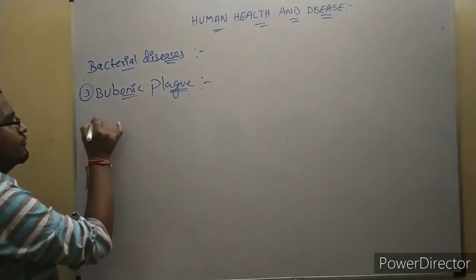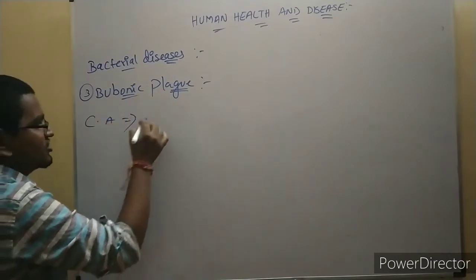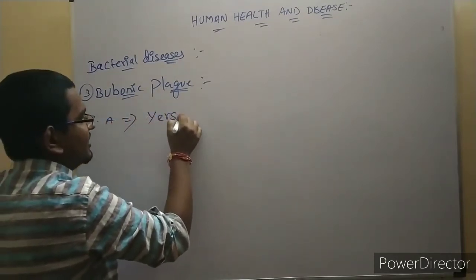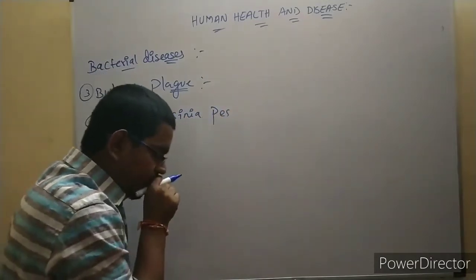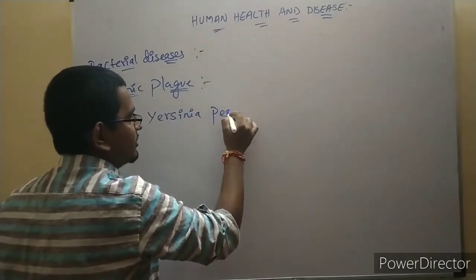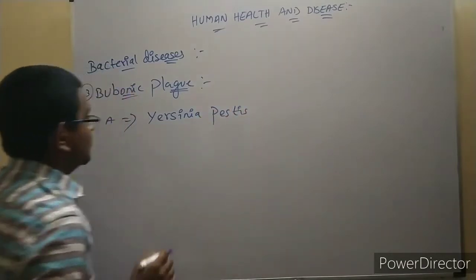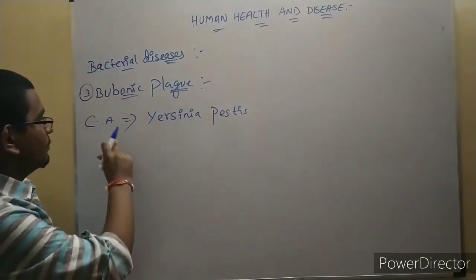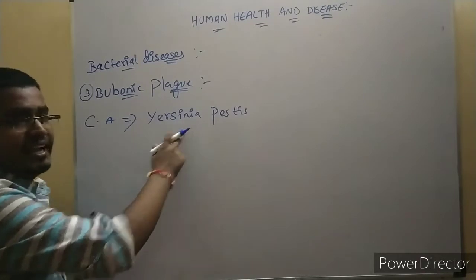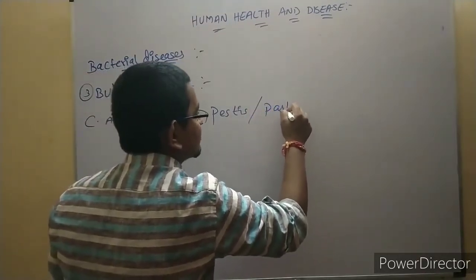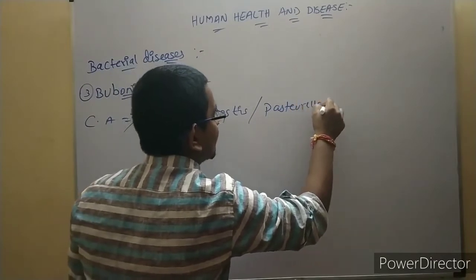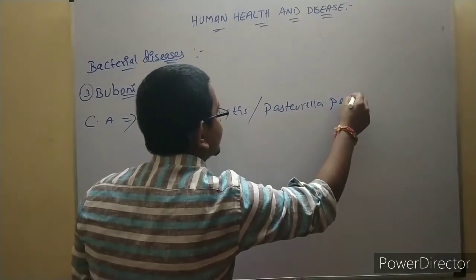What is the causative agent for bubonic plague? Yersinia pestis. Actually, I'm not well today, students. Okay, let it be one point. So, causative agent, Yersinia pestis. In olden days, it is known as Pasteurella pestis.